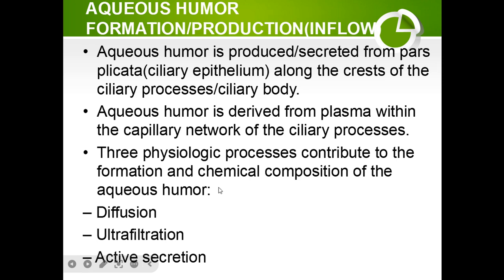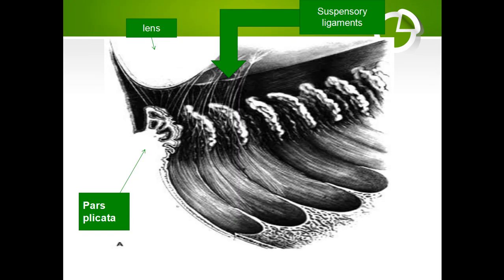So let us see the aqueous humor formation or production or inflow. The aqueous humor is produced or secreted from pars plicata, which is a part of ciliary epithelium along the crests of the ciliary processes or ciliary body. Aqueous humor is derived from plasma within the capillary network of the ciliary processes. Three physiologic processes contribute to the formation and chemical composition of the aqueous humor. They are diffusion, ultrafiltration and active secretion.